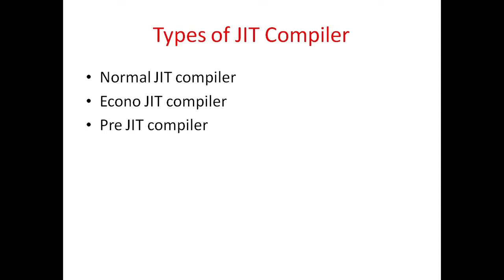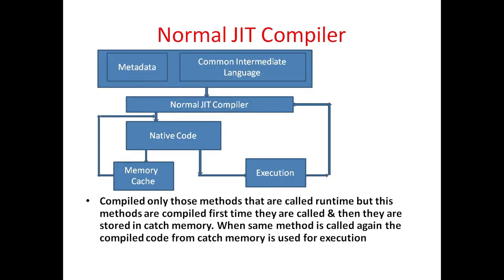There are three types of JIT compiler. One is the normal JIT compiler, second is the Econo JIT compiler, and third is the pre-JIT compiler. First we will see the normal JIT compiler. The normal JIT compiler compiles only those methods that are called at runtime. These methods are compiled the first time they are called and then stored in cache memory. When the same method is called again, the compiled code from cache memory is used for execution.